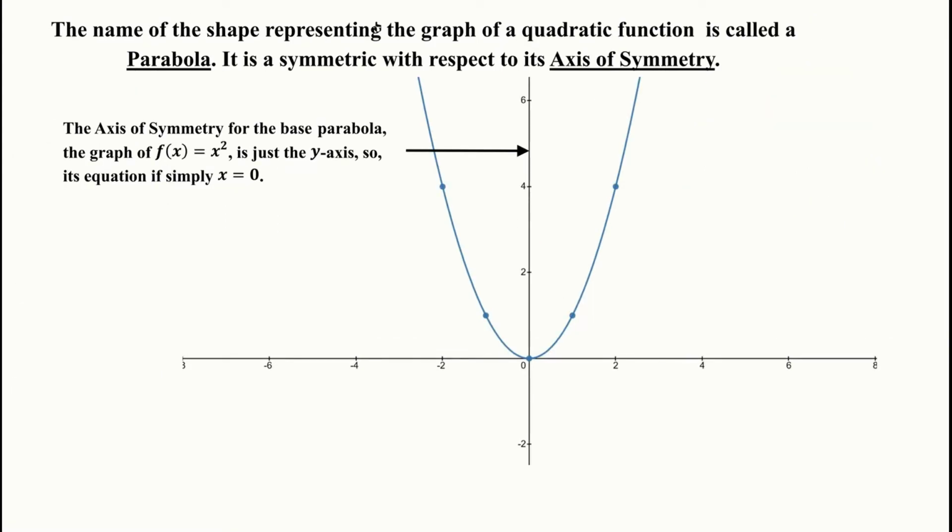As already mentioned, the name of the shape representing the graph of a quadratic function is called a parabola. It is symmetric with respect to its axis of symmetry. In this particular case, the y-axis itself is the axis of symmetry. And of course, as we know, the equation of the y-axis is simply x equals 0, because for every point on the y-axis, the x value is 0, regardless of the corresponding y value.